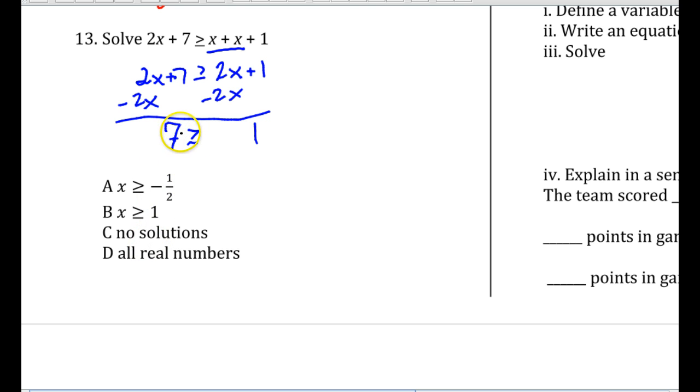Is this true or false? Is 7 greater than or equal to 1? Or another way of saying it, is 7 bigger or equal to 1? And that would be true. That's definitely true. Therefore, all real solutions. If this happened to be a less than, it would be false. So true and false determine the answer. For true, you want the all reals. For false, you want no solution, like we did on the front.